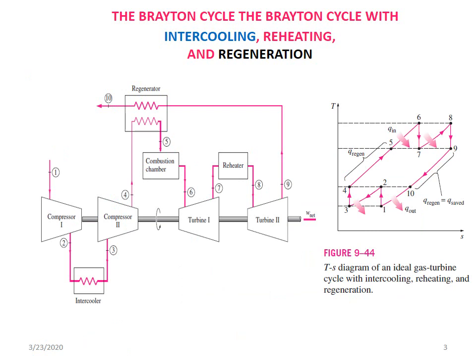Similarly, the work output of a turbine operating between two pressure levels can be increased by expanding the gas in stages and reheating. This is accomplished without raising the maximum temperature in the cycle. As the number of stages increases, the expansion process becomes nearly isothermal.